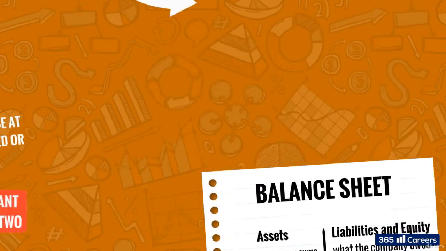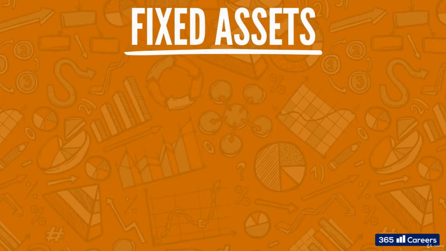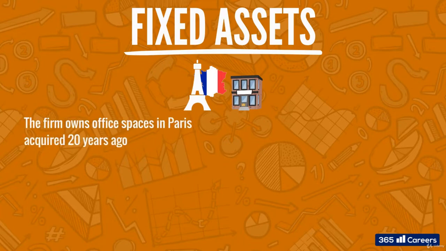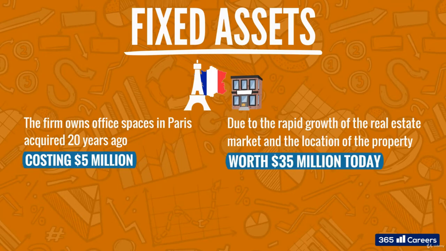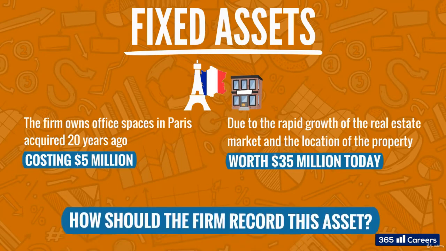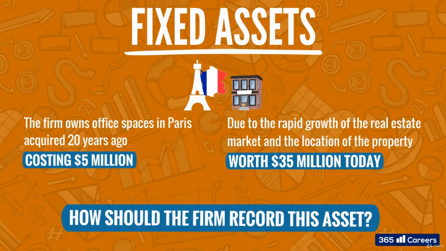Think of a firm's fixed assets. Let's imagine that the firm owns office spaces in Paris. These office spaces were acquired 20 years ago, and in order to acquire them, the company paid $5 million. Given the rapid growth of the real estate market and the fact that properties in large metropolitan cities became even more valuable, we shouldn't be surprised that the offices that were acquired for $5 million long ago are worth north of $35 million today. So how should the firm record this asset on its balance sheet?